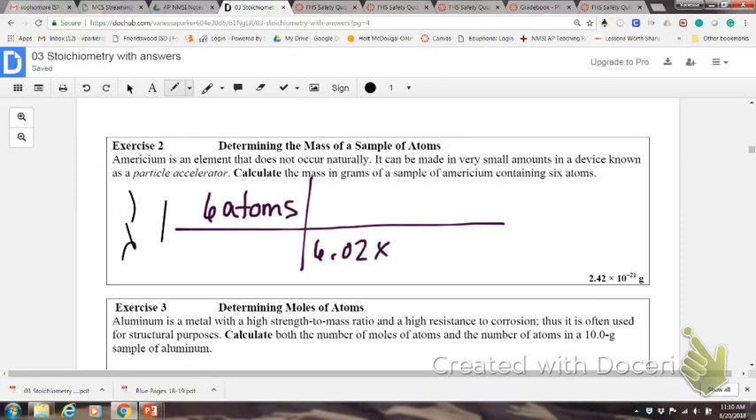1 times 6.022 times 10 to the 23rd. I don't know why I said that. I don't know why you said that either.